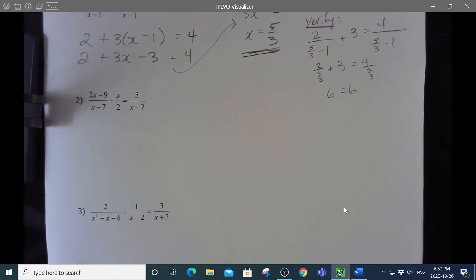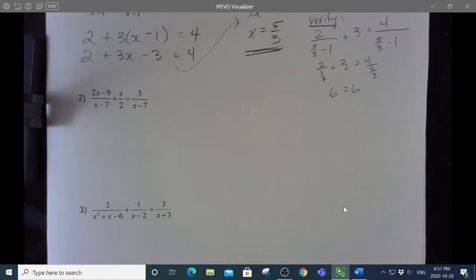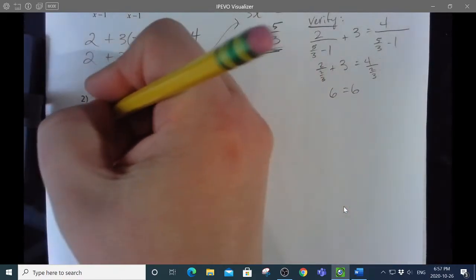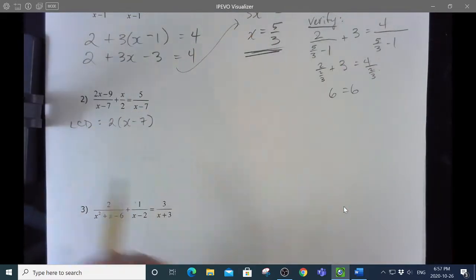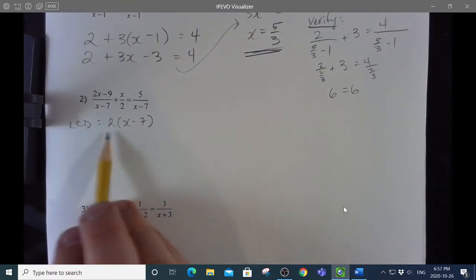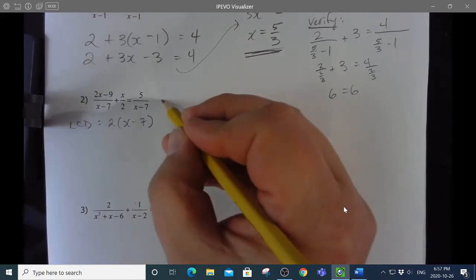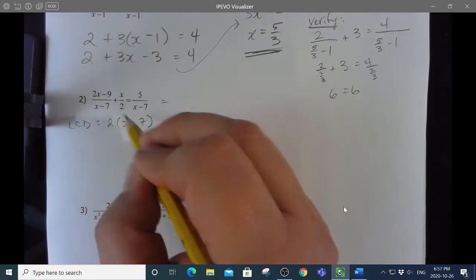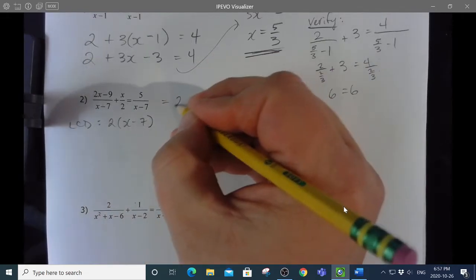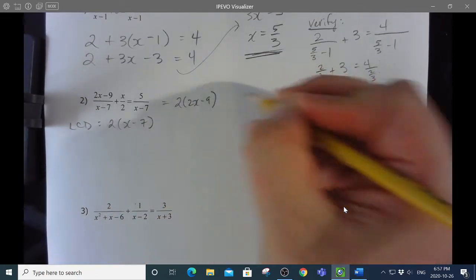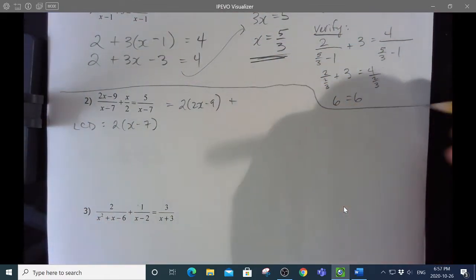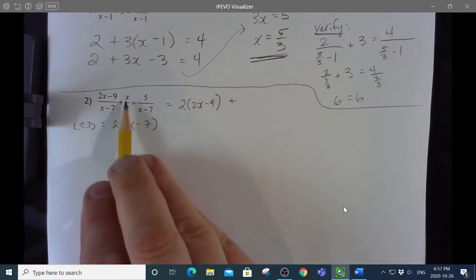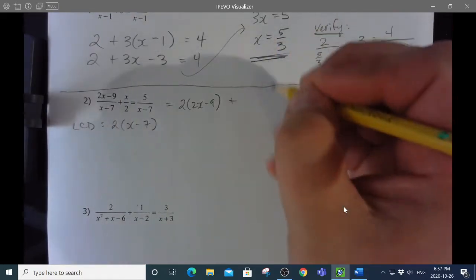Next, what do we do with this guy? All right, let's think about this one. For this one, the lowest common denominator is 2 times x minus 7. So I'm multiplying all three of these terms by both of those factors. So that is going to leave this term, the x minus 7s will cancel, and this will be 2 times 2x minus 9, plus, they don't give you a whole lot of room here on this page. Plus this middle term, the x, the 2 cancels, and this will be x times x minus 7.